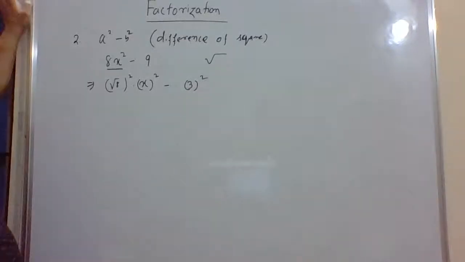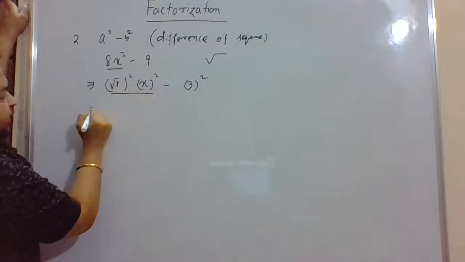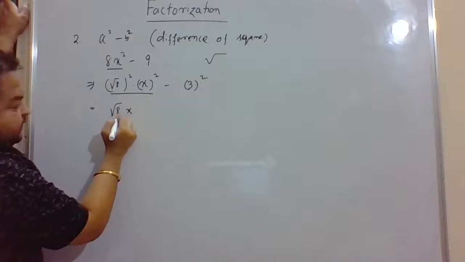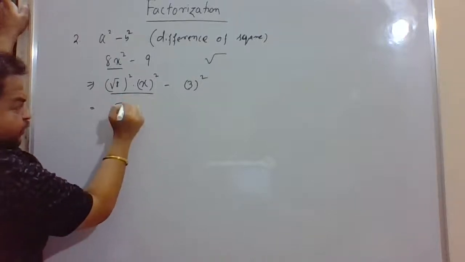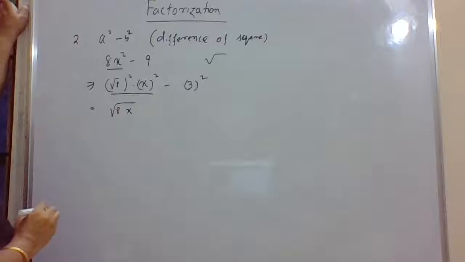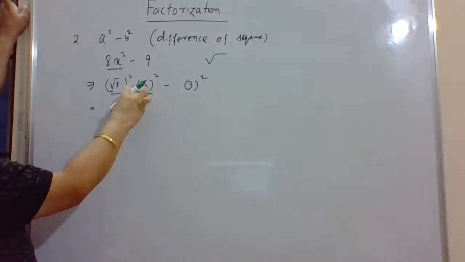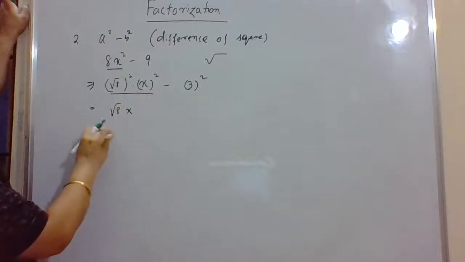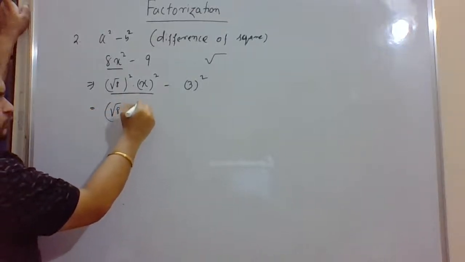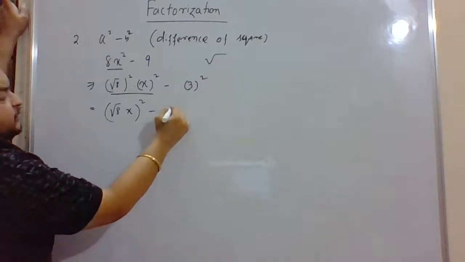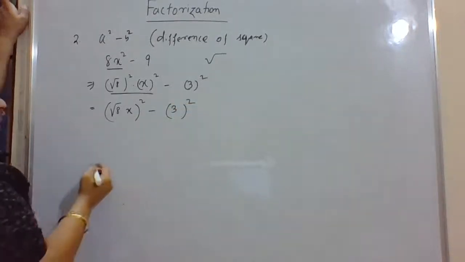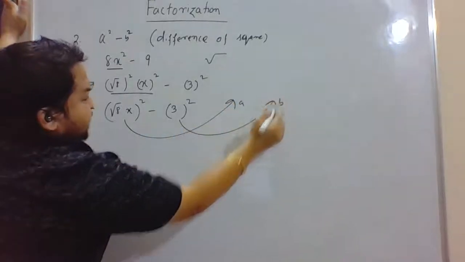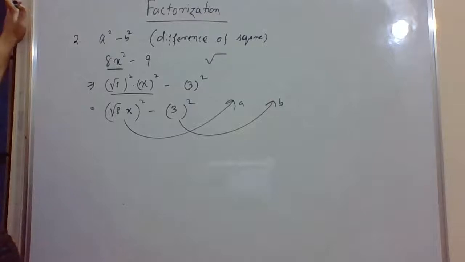So obviously I can write this part as root over 8 into x. Be careful, don't put the radical sign like this, because it's not square root of x. So x is still outside of the square root sign, okay? So root over 8 into x square minus 3 square. Obviously this is your a, this is your b. So now you can write a plus b into a minus b.